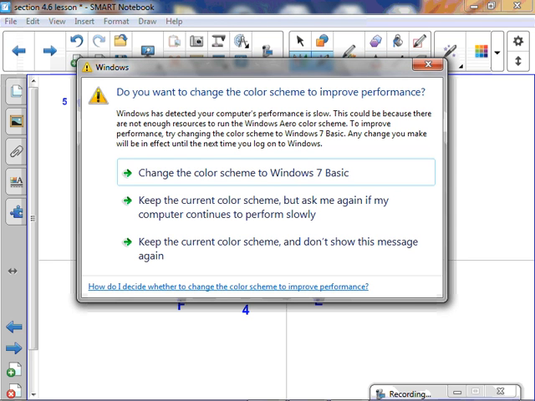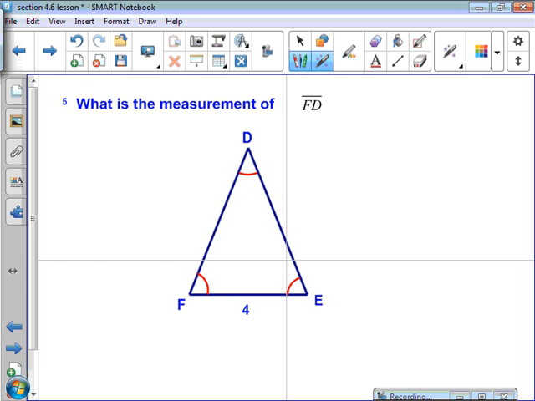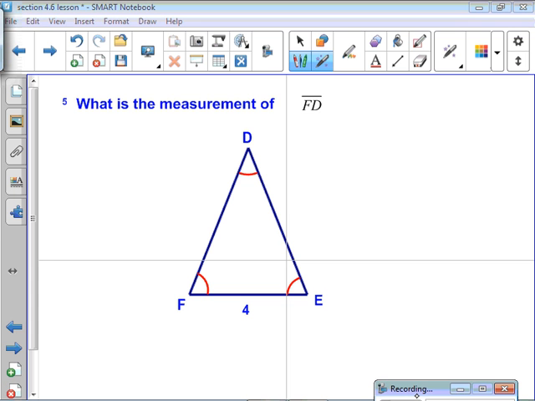Just give me a second. I'm going to change to basic so this stops coming up. I don't think it will affect all that much, and hopefully the recording didn't stop. Let me just check my time real quick. 11 minutes. Okay, we're doing all right.